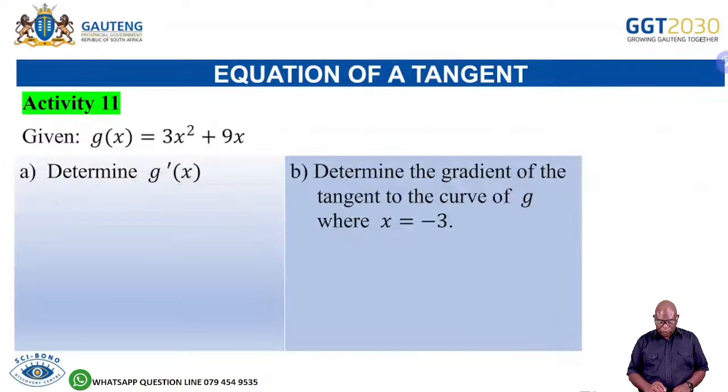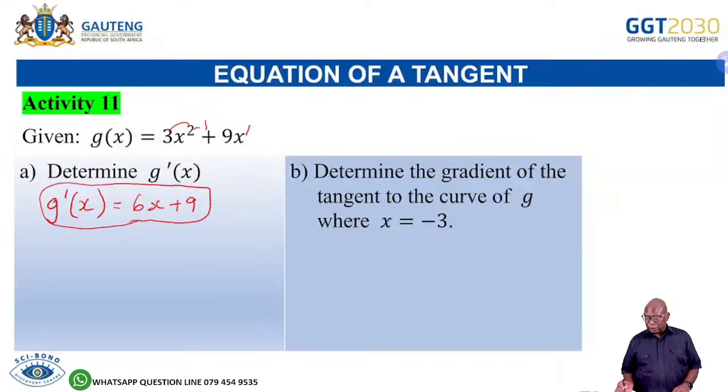So I'll go derivative of g. I don't need to simplify it now because it's simplified. 3 times 2 is 6, minus 1, it's x to the power of 1. 1 times 9 is plus 9, x to the power 0 is 1. So I'll get this. That is my answer.